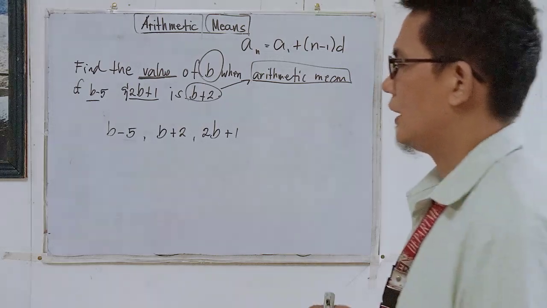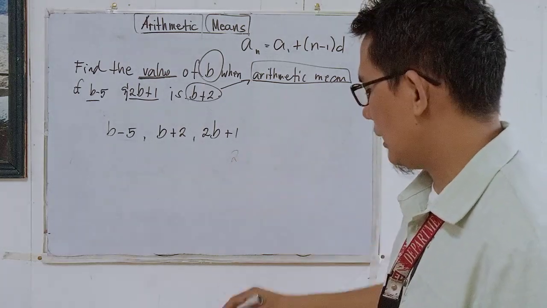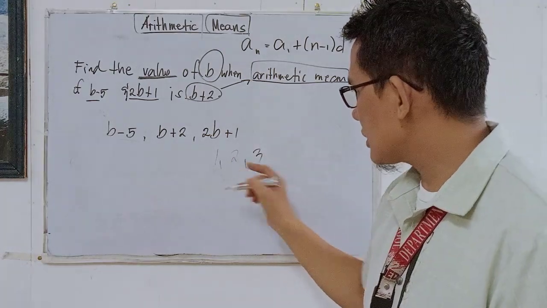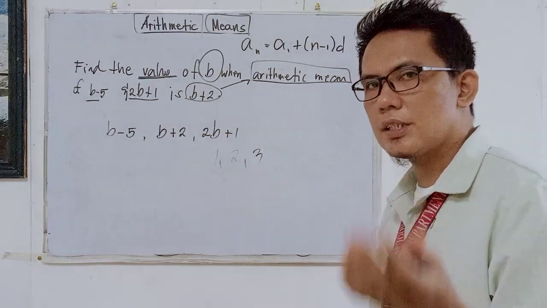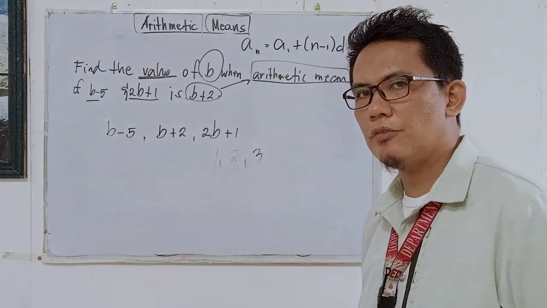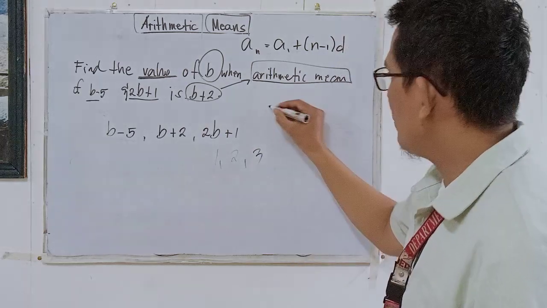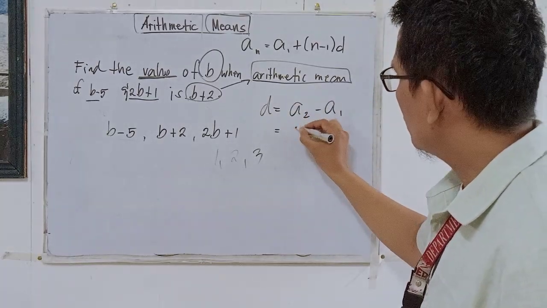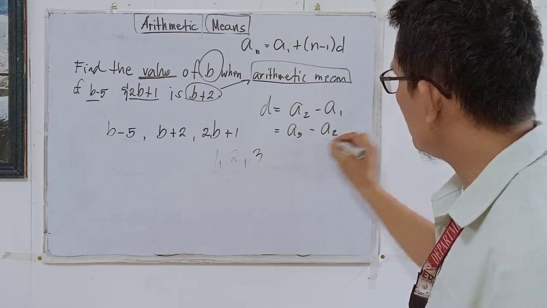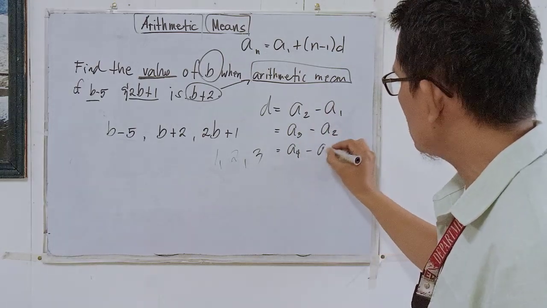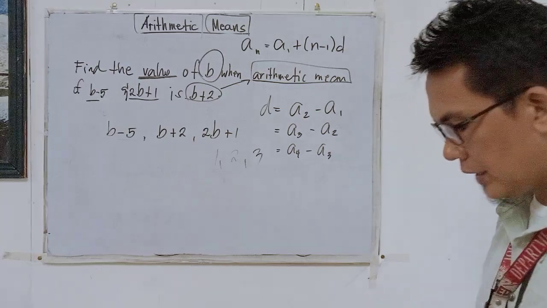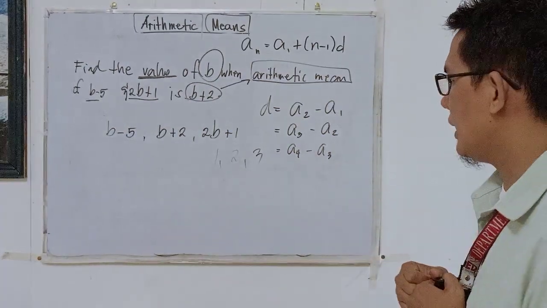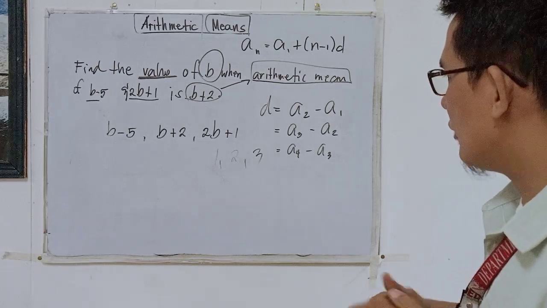That is where we're going to use our given. Say for example, let's go back to our example 1, 2, 3 problem. Take note that in our first lesson, in order for us to solve for the common difference, we're going to subtract. So the common difference is a sub 2 minus a sub 1, or we can have a sub 3 minus a sub 2, or we can have a sub 4 minus a sub 3. As long as that is term on the right minus term on the left.